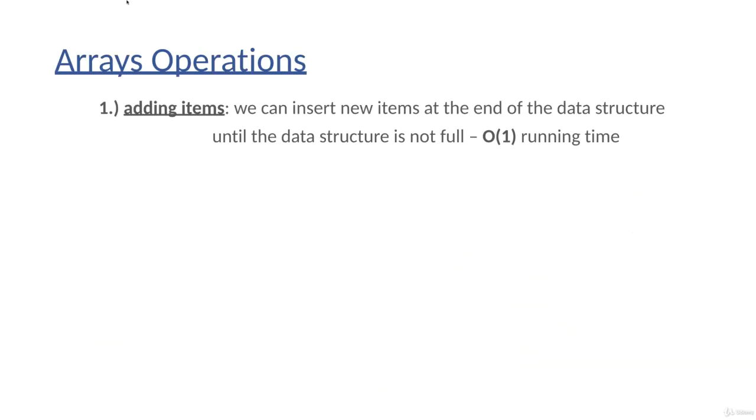In the previous lecture, we have been talking about the fundamental basics of array data structures. In this lecture, we are going to talk about the concrete operations. So for example, the first case we are going to consider is when we want to insert a new item at the end of the data structure until the data structure is not full. And it is a fast operation. It has order 1 constant running time complexity.